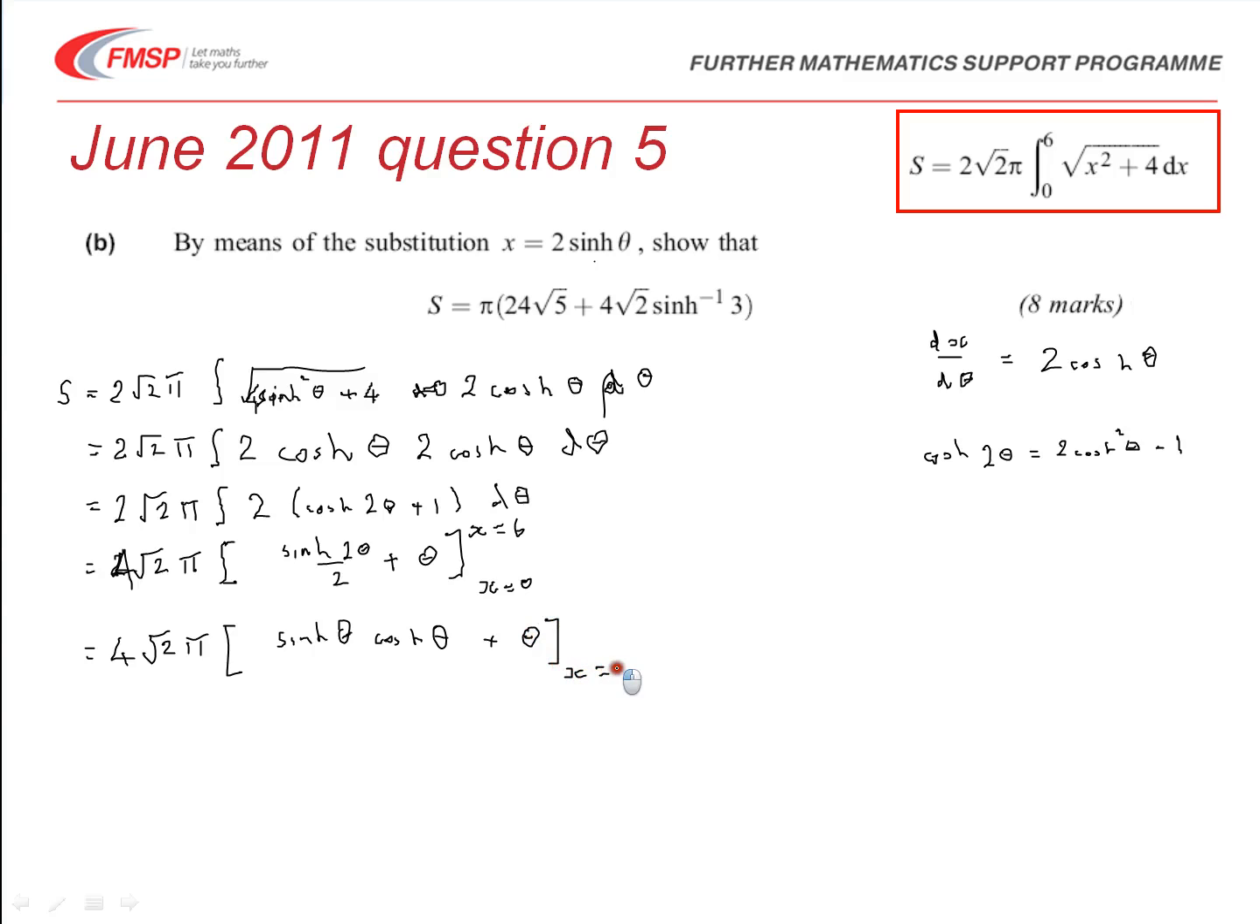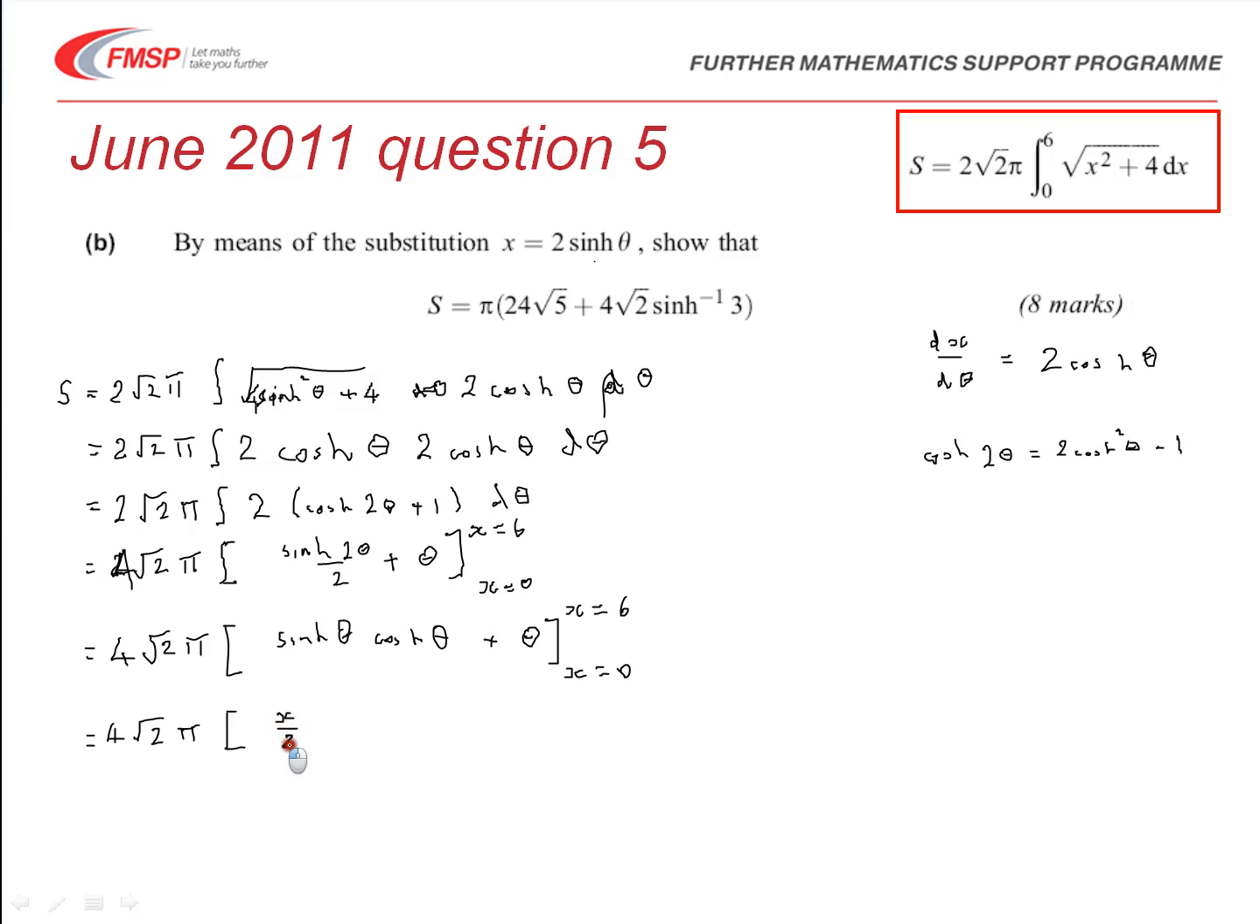Okay, so again that's between x equals 0 and x equals 6. Now notice I'm making it clear that these are values of x. So we've now got to do the appropriate substitution. So this becomes 4 root 2 pi. Well, we know that sine theta is going to be x over 2 when we rearrange x equals 2 sine theta.